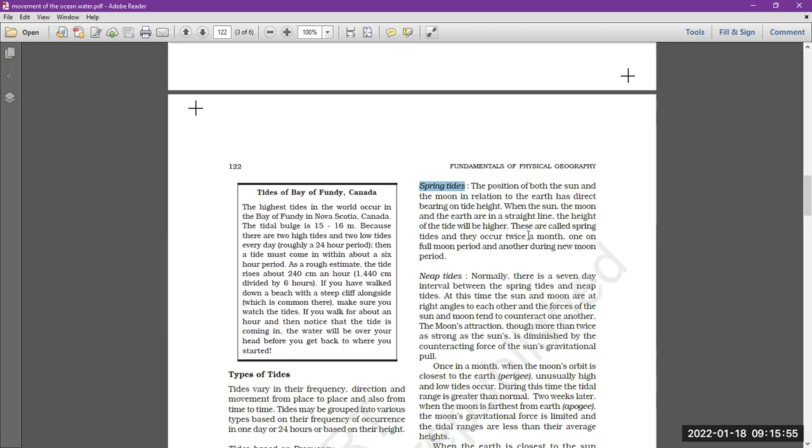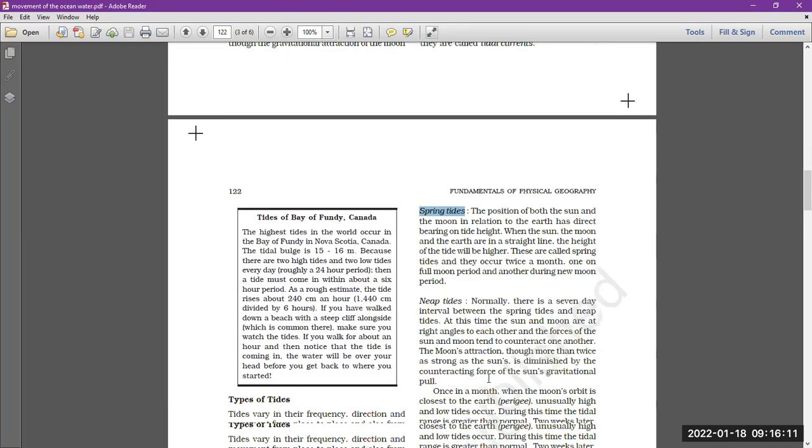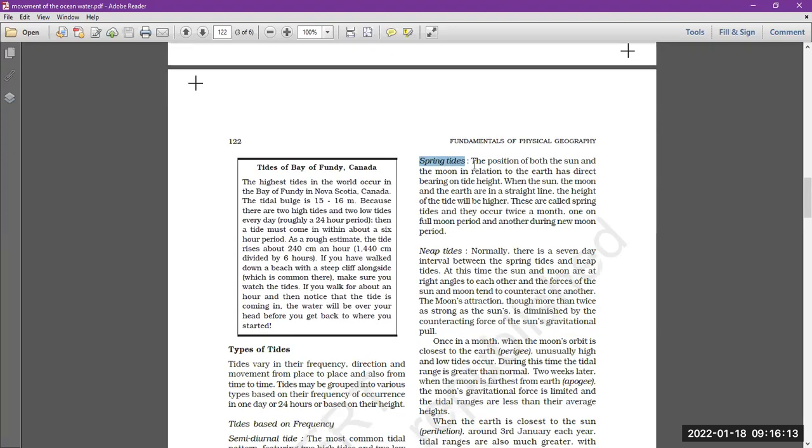Why will the height of the tide be higher? Because you can see, on the Earth the gravitational force of both the Moon and the Sun is being exerted from the same side. So the height of the tidal bulge will also be greater. So this is the spring tide, when the Sun, the Moon and the Earth are in a straight line, and the height of the tide is higher. This is known as spring tide. How many times does it occur in a month? It occurs twice a month.